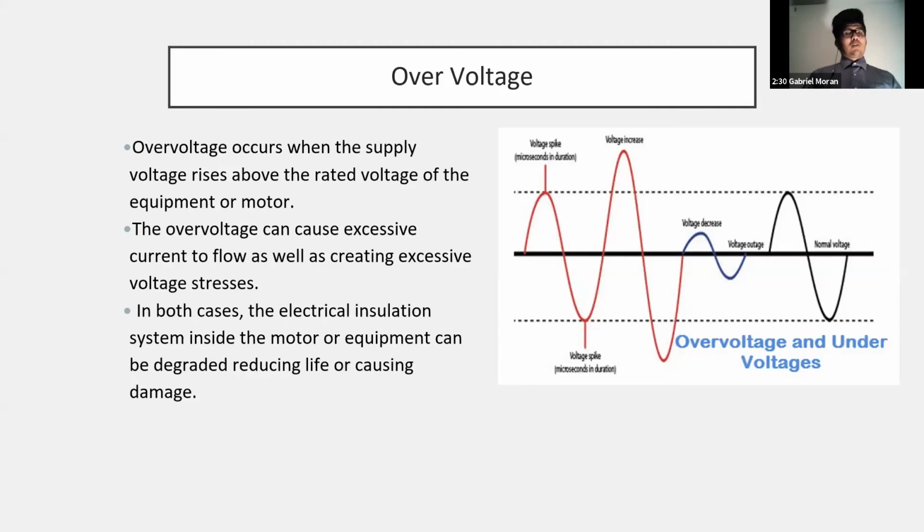So talking about overvoltage, by researching this, we knew that overvoltage occurs when the supply voltage rises above the rated voltage of the equipment or motor. The overvoltage can cause excessive current to flow as well as creating excessive voltage stresses. So we try to mimic or simulate a possible case such as that in our design.